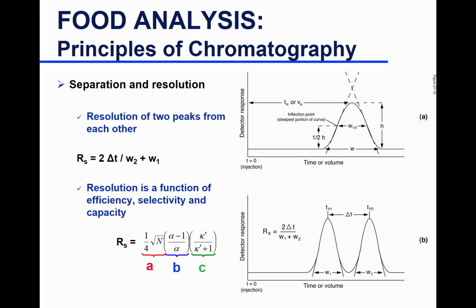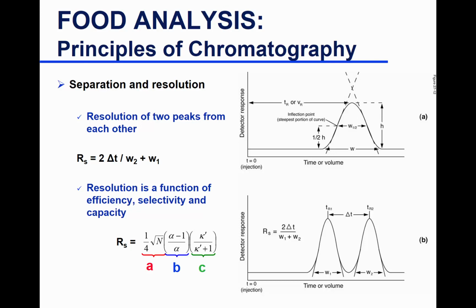So we want to determine resolution. Resolution is a very important term. You're going to hear it a lot, whether in HPLC or GC. And again, resolution is the separation of two peaks. Now, how do you quantitate resolution? One way to determine resolution is by looking at the difference in retention time of peak 1 and peak 2. So the difference is delta T. So 2 delta T over the summation of the widths will give you resolution.